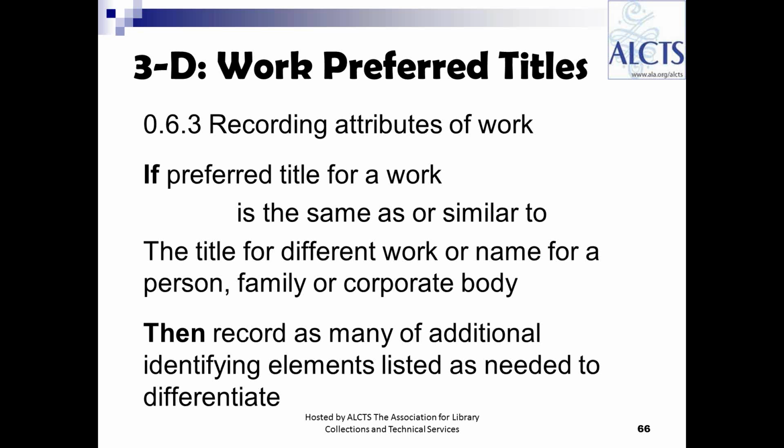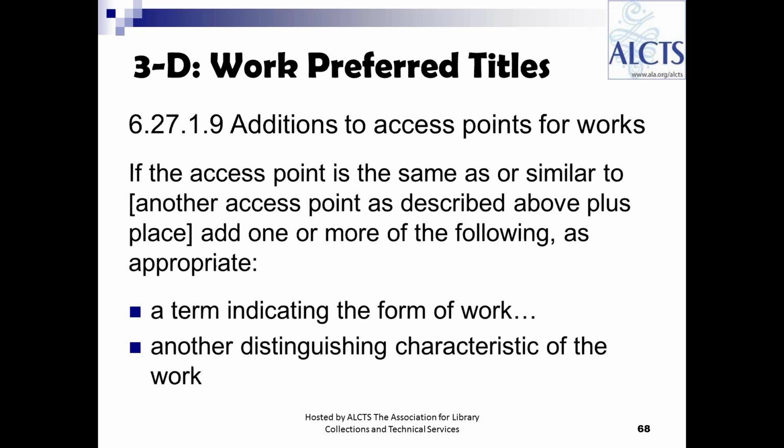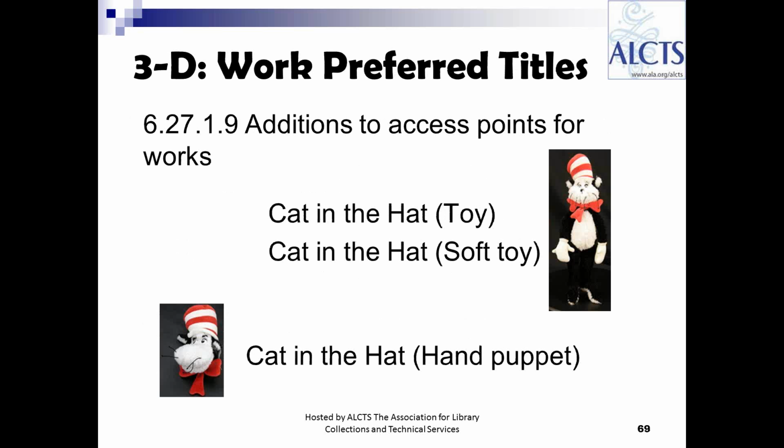I'd only like to point out that you can use form of work in access points, but only when it's needed to distinguish two works. So here's an example where form of work could be helpful in distinguishing two resources with the same title, where one of the cats in the hat is a soft toy and the other one is a hand puppet.